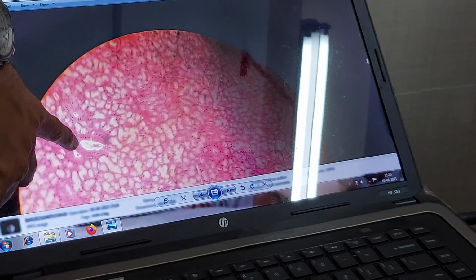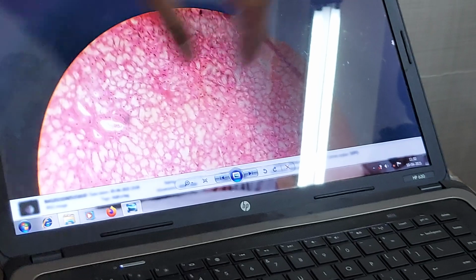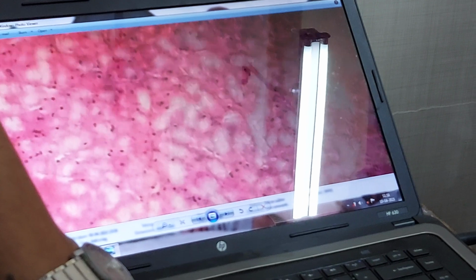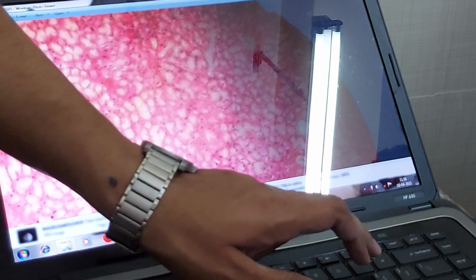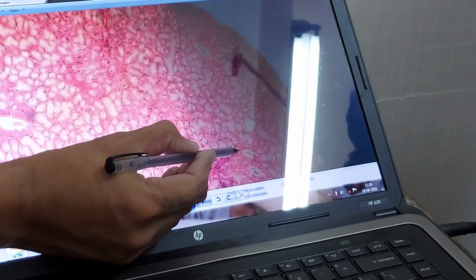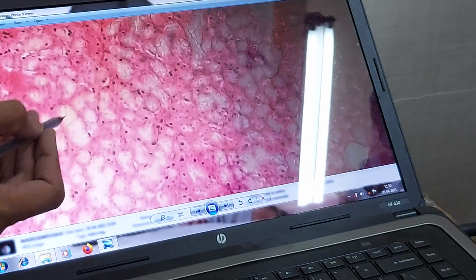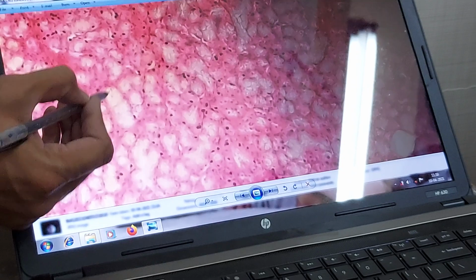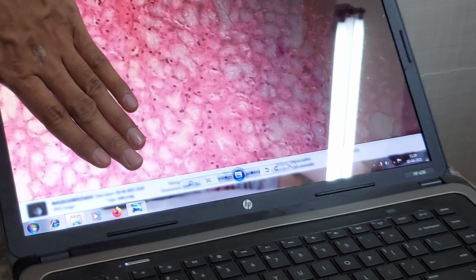So duct is present. So obviously exocrine. And any color difference over here? See, focus over here. These are darkly stained, and over here is lightly stained. But cells are present all around, isn't it? So these are the mucous glands, and these must be serous glands. So serous glands and mucous glands, with ducts.